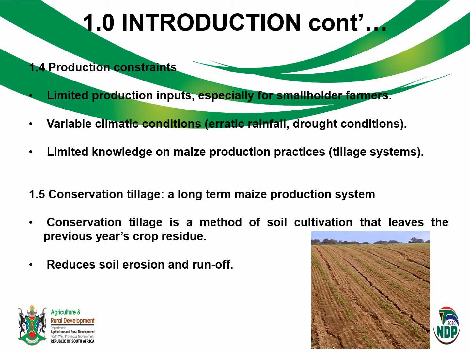Conservation tillage is a method of soil cultivation that leaves the previous year's crop residue on the soil. This reduces soil erosion and runoff.